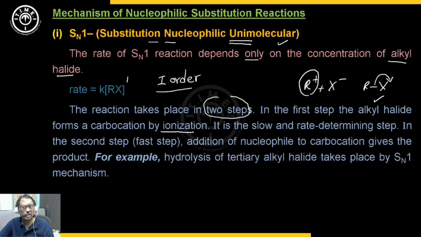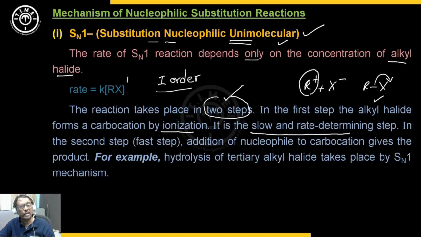Next thing is, we said that there are two steps in this reaction. What is the first step? First step is the alkyl halide undergoing ionization. Ionization is nothing but heterolytic cleavage. This is the slow and rate determining step. In this slow step, there is only one molecule participating, that is the RX. Therefore, it is a unimolecular reaction.